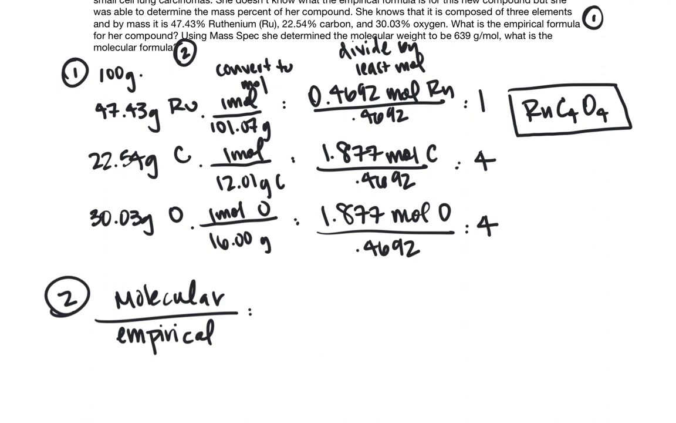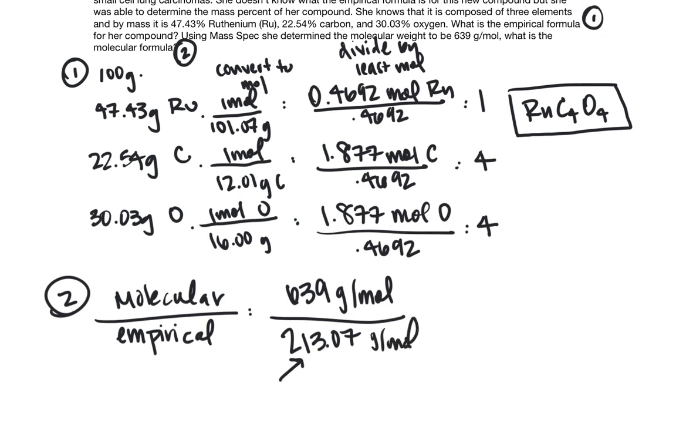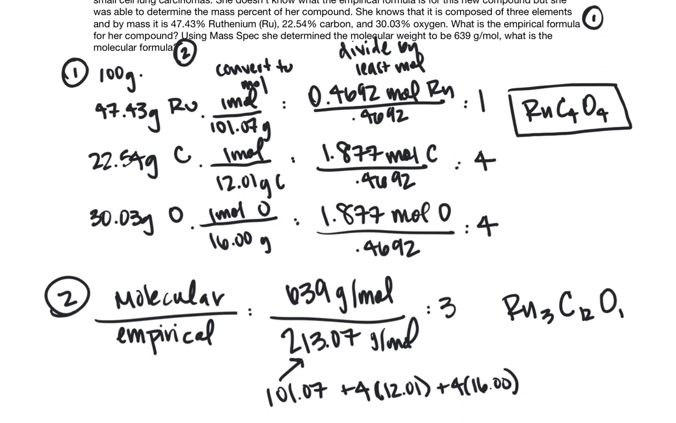So we're going to take the 639 grams per mole and divide by the molar mass of the empirical, which is 213.07 grams per mole. And we got this by adding up 101.07 plus 4 times 12.01 plus 4 times 16. And that gives you 213.07. And this gives you 3. So we want to multiply each of the subscripts by 3. So you end up with ruthenium 3, carbon 12, oxygen 12.